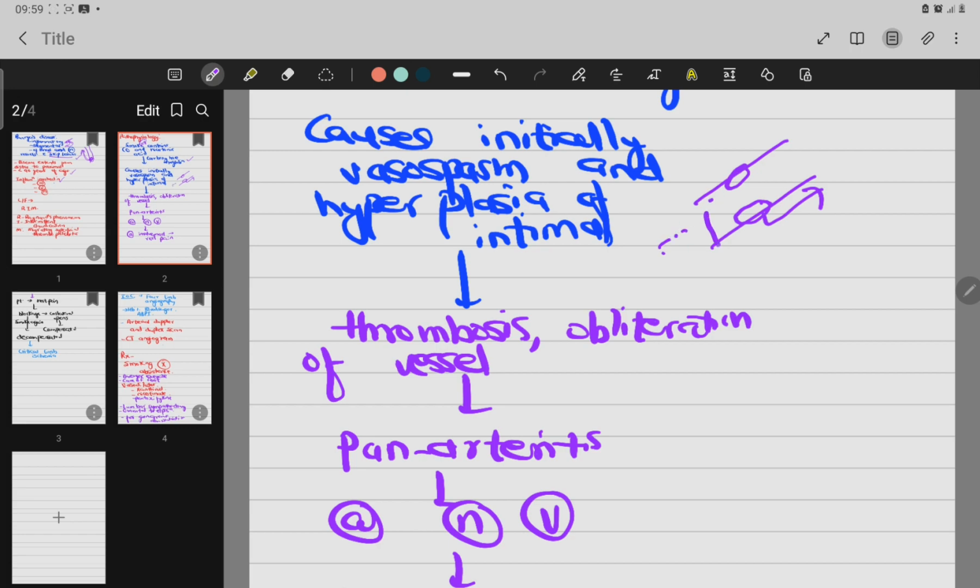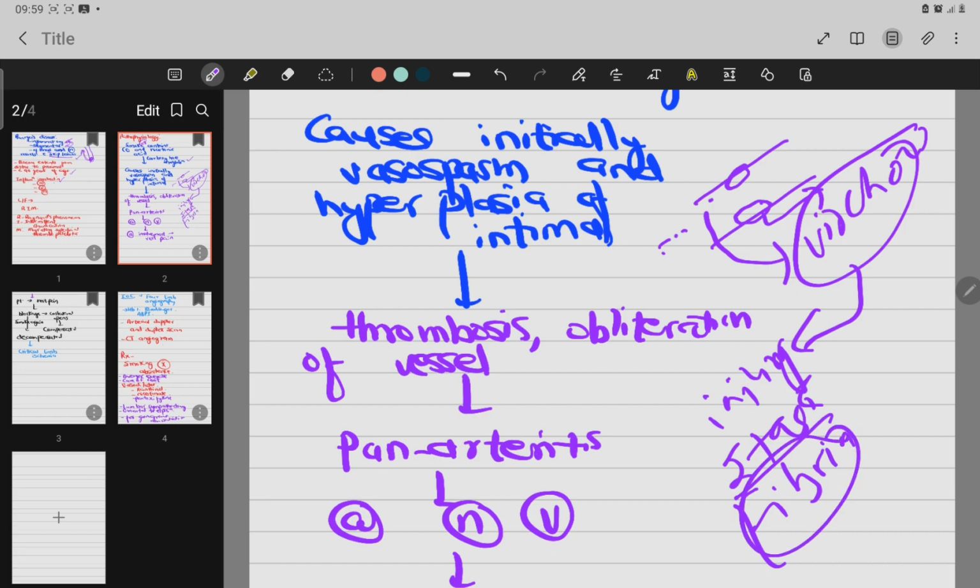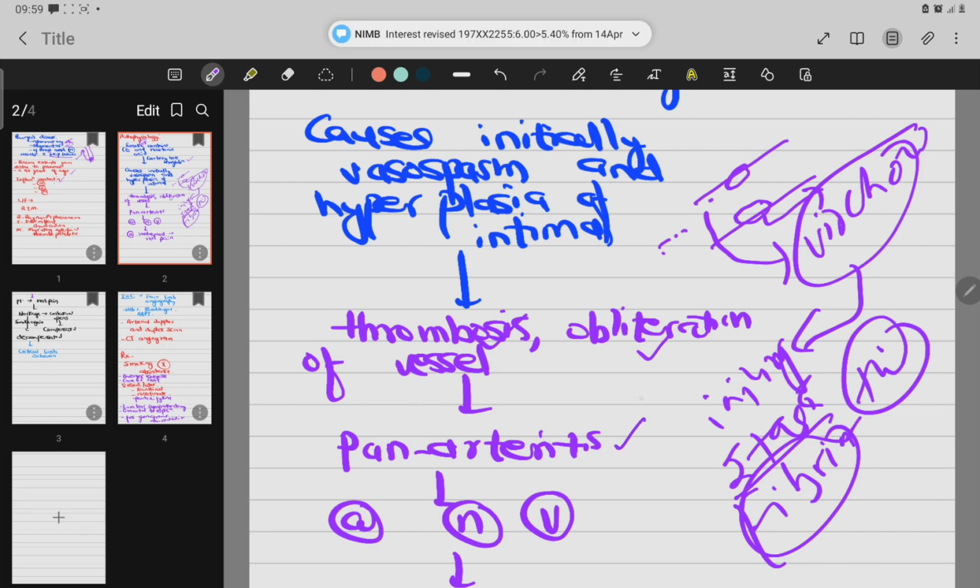As a result, there is activation of Virchow's triad. Virchow's triad means there is injury, there is stasis, and fibrin formation, thrombus formation. That means there is thrombosis. Now there is obliteration of the vessels. Also there is panarteritis, and there is involvement of artery, nerve and veins.